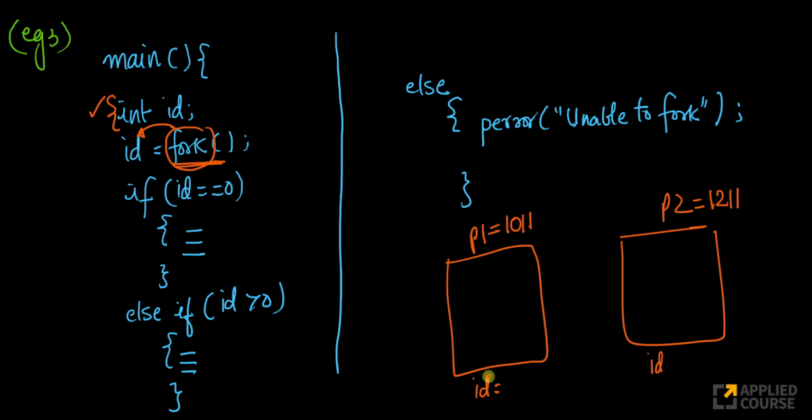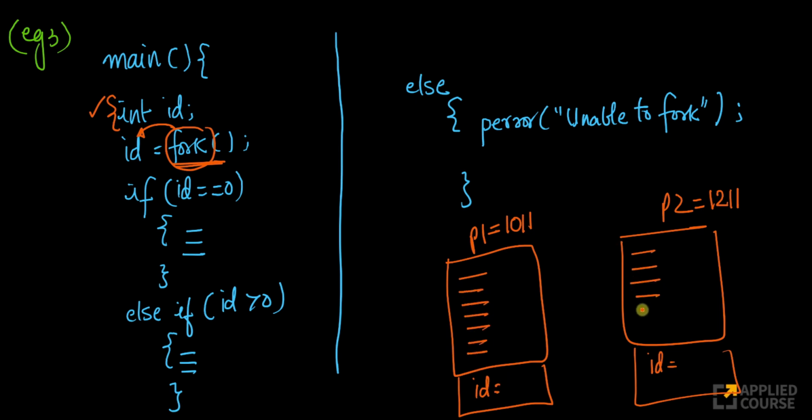So what happens to the ID here? In the parent process, remember, this is the parent process. This is the variable ID in the parent process. This is the variable ID corresponding to the child process. These are your instructions. This is your memory. These are your instructions. This is the memory corresponding to it. So this ID will be equal to 1211. What is 1211? 1211 is the PID, or the process ID, of the child. And remember that process IDs are always greater than 0.